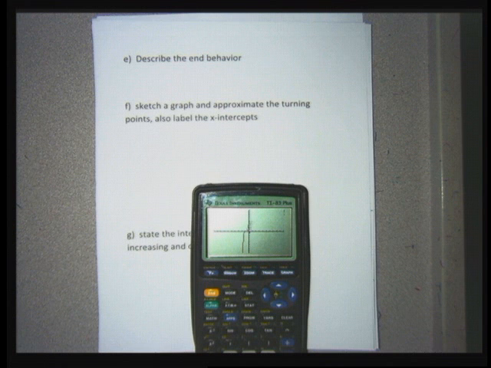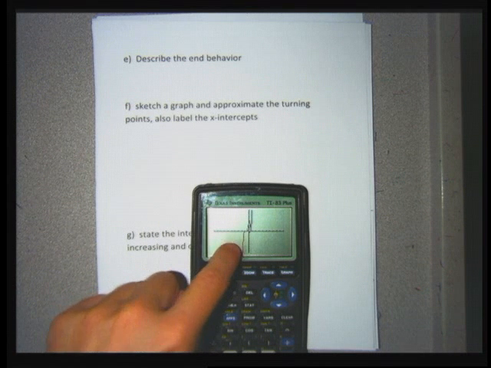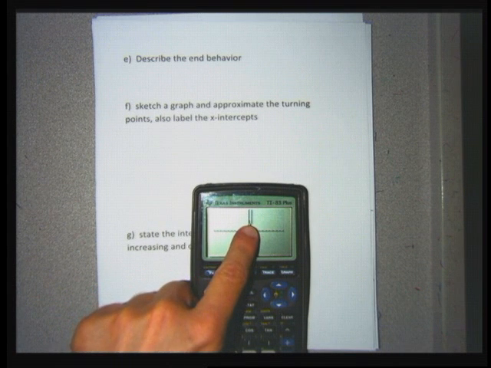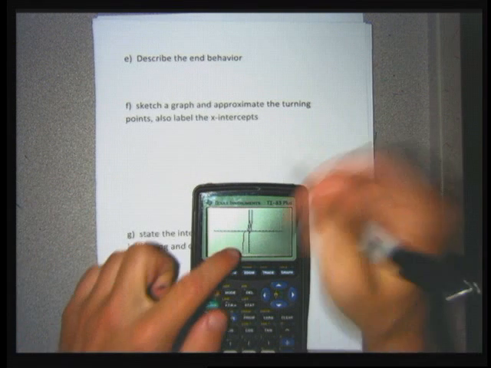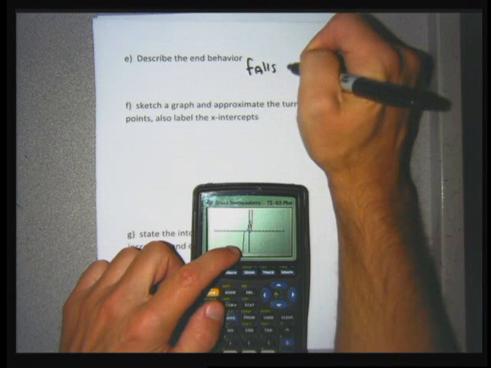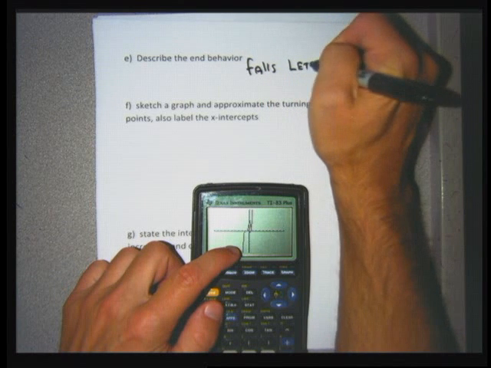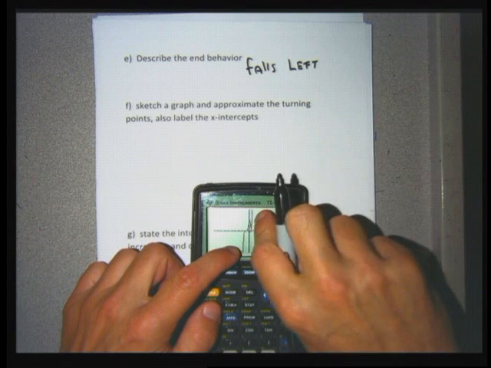Oh, that's not good. I probably am going to have to tweak my window in order to see a good picture. But for end behavior, I'm good. I think the left edge right here, it looks like it falls to the left, and it looks like it rises to the right. So just by that not so great graph, I can tell that the left edge is going down. I'm not doing any algebra. I'm just looking at the picture and making a guess that that's what it's doing to the left. And to the right, it looks like it's rising.